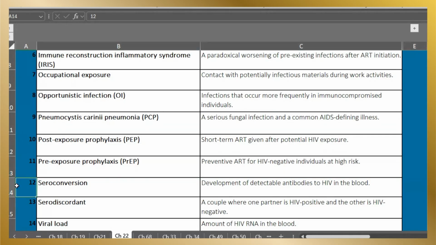Seroconversion, development of detectable antibodies to HIV in the blood. It marks the transition from HIV negative to HIV positive. The symptoms may mimic flu. It typically occurs about 2 to 4 weeks post infection. Post means after.